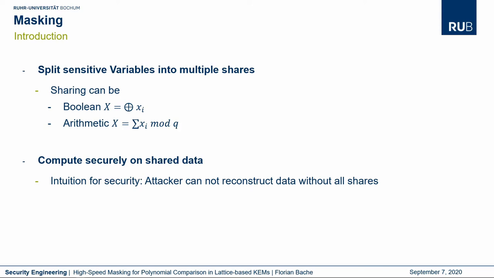And in masking, the sensitive data or sensitive variable is split into multiple shares. And this can be done either by Boolean masking, where the sensitive variable X is split into several X_i using a Boolean addition, or we can use arithmetic masking, where we split the data using addition with some modulus. Then we compute on this securely shared data and combine it later again. And the security of the scheme relies on the idea that an attacker cannot reconstruct the secret without having access to all of the shares, which is assumed to be hard.